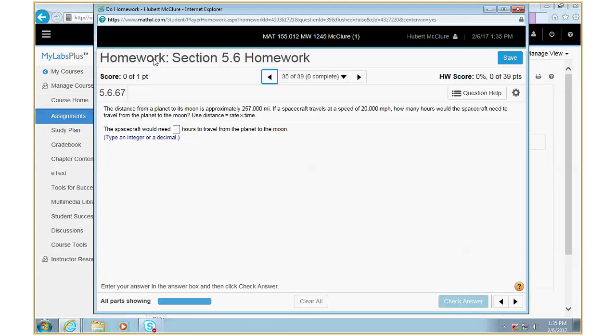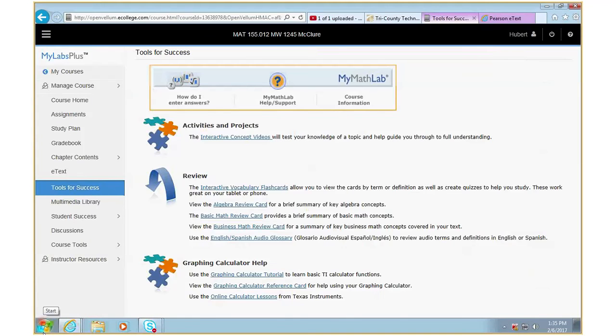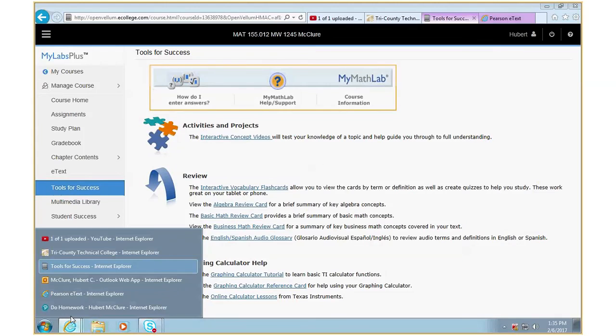Remember, distance equals rate times time. Write that down. Distance equals rate times time. It's one of the most important formulas for you ever to remember. If you don't know how to do anything, remember how to do distance equals rate times time.